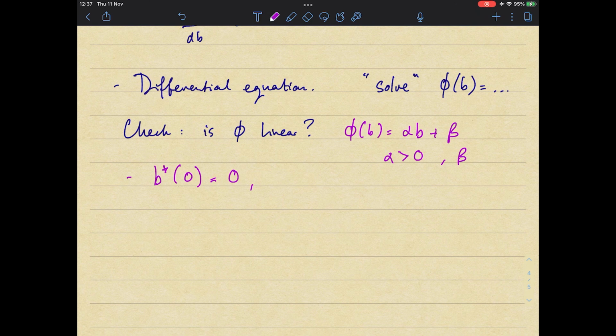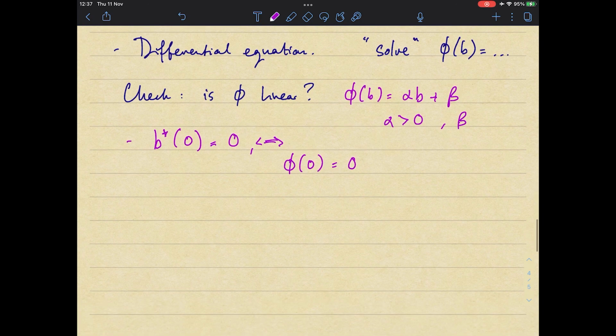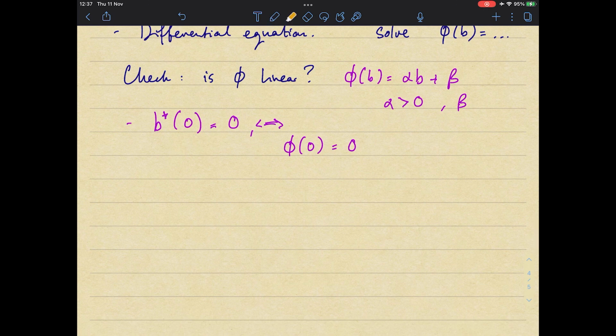This is equivalent to saying the person who bids 0 has value 0, right? That's just using the definition of phi. And that means that this beta would have to be 0, okay? So beta must be 0 if the solution's linear, and so phi of b would have to be alpha times b for some alpha that's positive. And it's a constant, and that's what we're going to check.